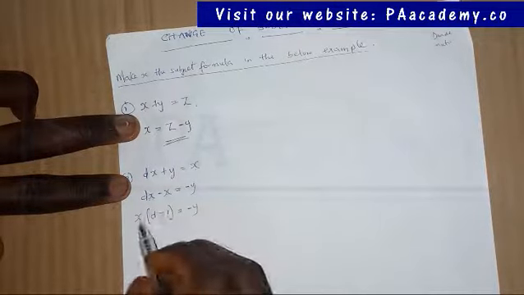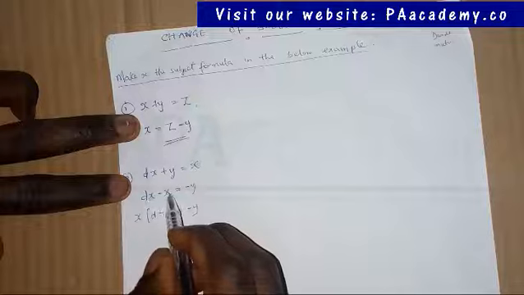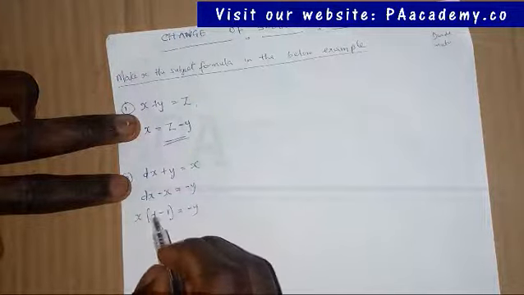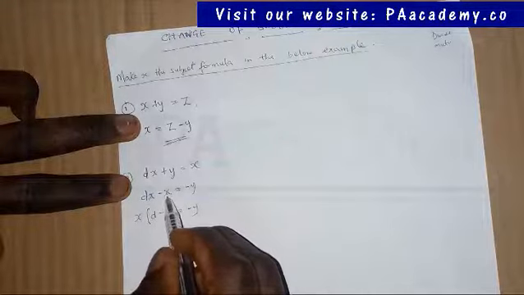So what I've just done here is, if I should open this bracket, I'll still be having dx minus x, because x multiplied by d is dx, x multiplied by minus 1 will give us minus x. Is that clear?